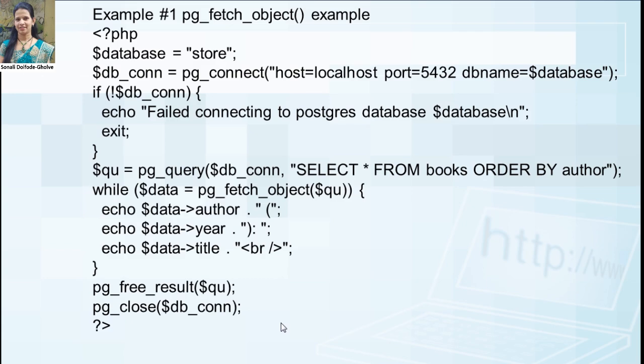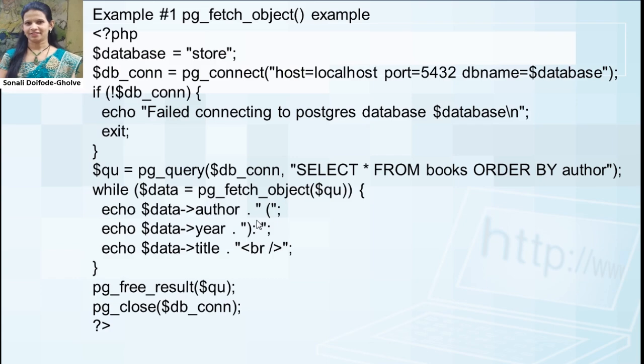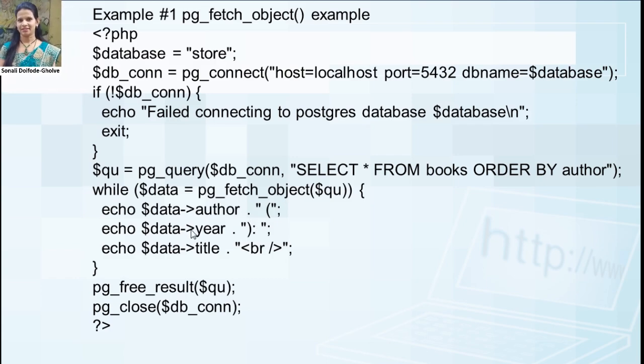Actually, what we are using this object for is to get a row as an object. So it will display all the data here: data, data author, then year, then title. Then pg_free_result, use this function. Then pg_close for the database connection. After you finish with this, then you can close.